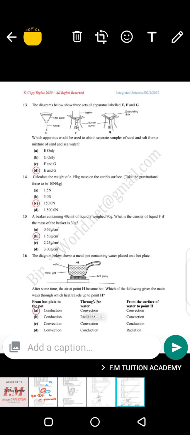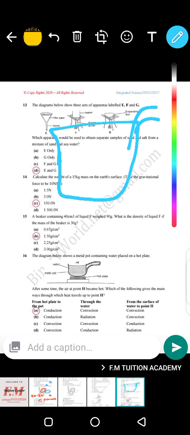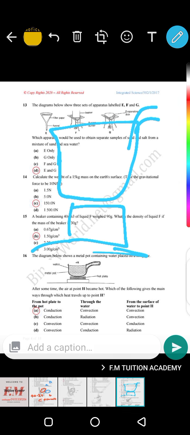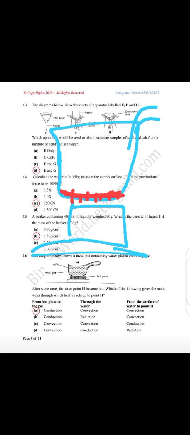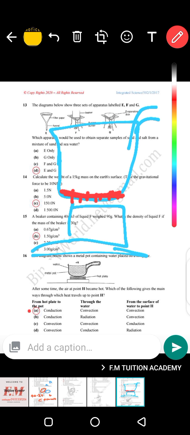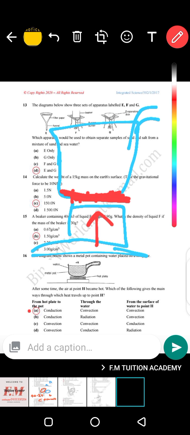How does heat travel from the ground to the top? The answer is already there. I'm looking at question 16. If this is a beaker, a pot like this, and here there's a heat source. When you heat from this side, you are heating the pot. This part is a conductor, so it will absorb the heat by conduction. And since there's a liquid inside, when heat enters a liquid, it is convection.